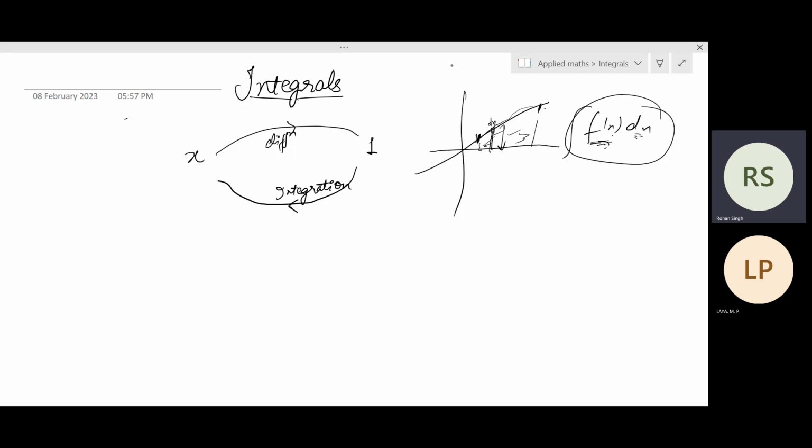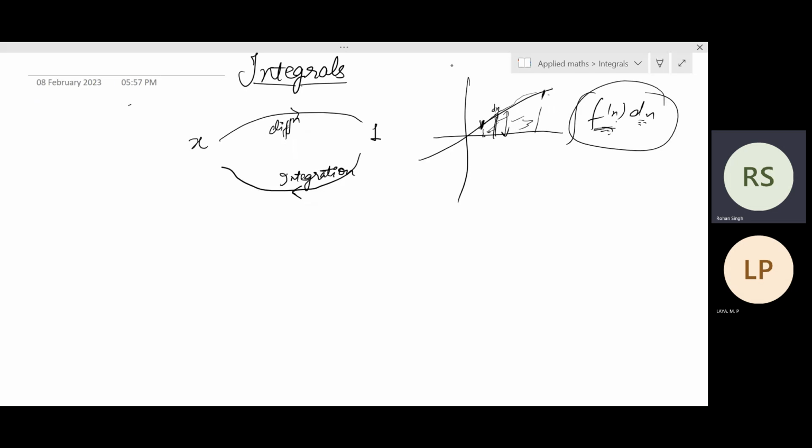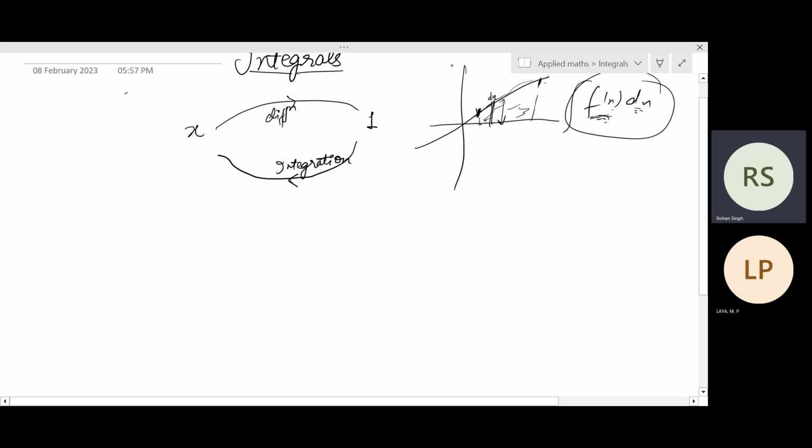Okay, so let's see some of the basic rules. As we learned the basic rules of differentiation, let's see the basic rules of integrals. One more thing that we want to talk about is that whenever we integrate, we write something like plus c, right? So whatever the integral is, after getting that value, we write plus c.